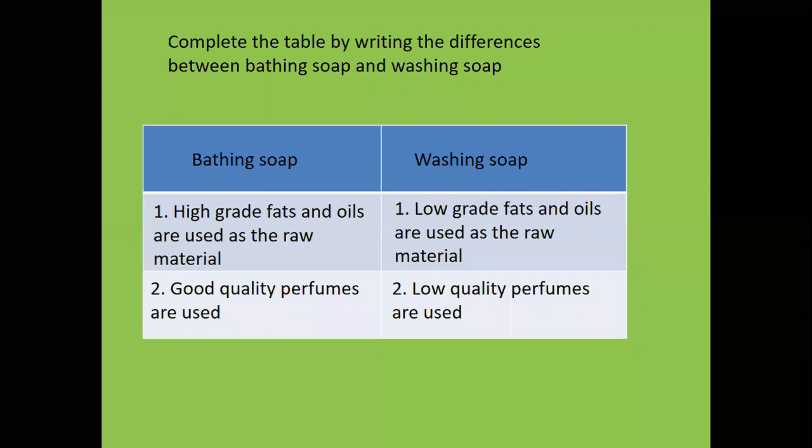Under bathing soap and washing soap, students, the first point is given to you. Second point, we have to write it down. So you can write it in your notebooks or textbook as well. The second point is about good quality perfumes and low quality perfumes. Mention this. Yeah, this can come in the exam as a distinguish between. So this is expected from the students to complete it in your textbook. Please write it down, or you can write it in your notebook if you're not having the textbook with you.